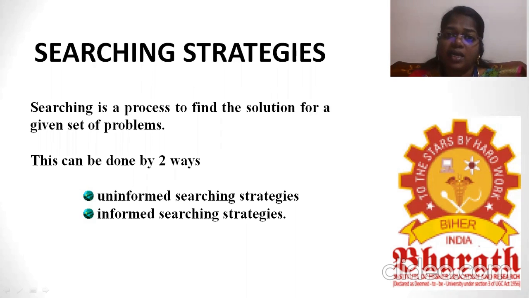First, we have to know what is uninformed and what is informed. Uninformed search strategy means no information will be provided regarding the given set of problems, or we will not be having any domain knowledge related to the given problem. That is called uninformed search. Because of this reason, it is also called blind search. And the second one is informed search strategy. So here we will be having domain knowledge about the given set of problems. So this particular searching strategy is also called heuristic search.